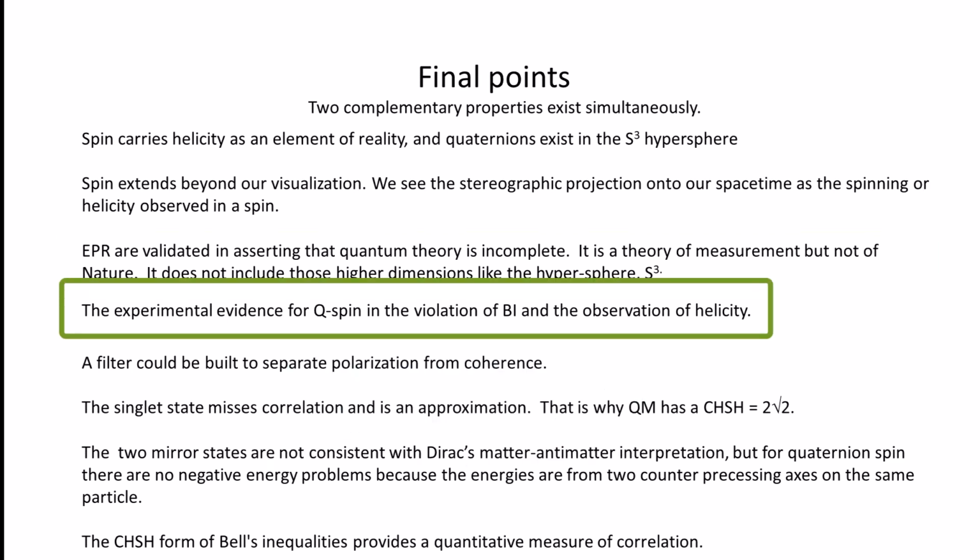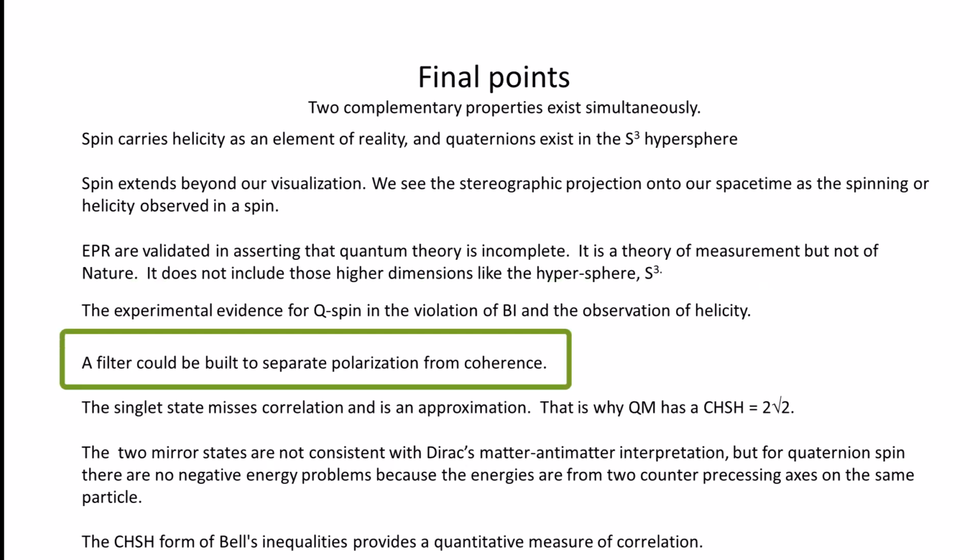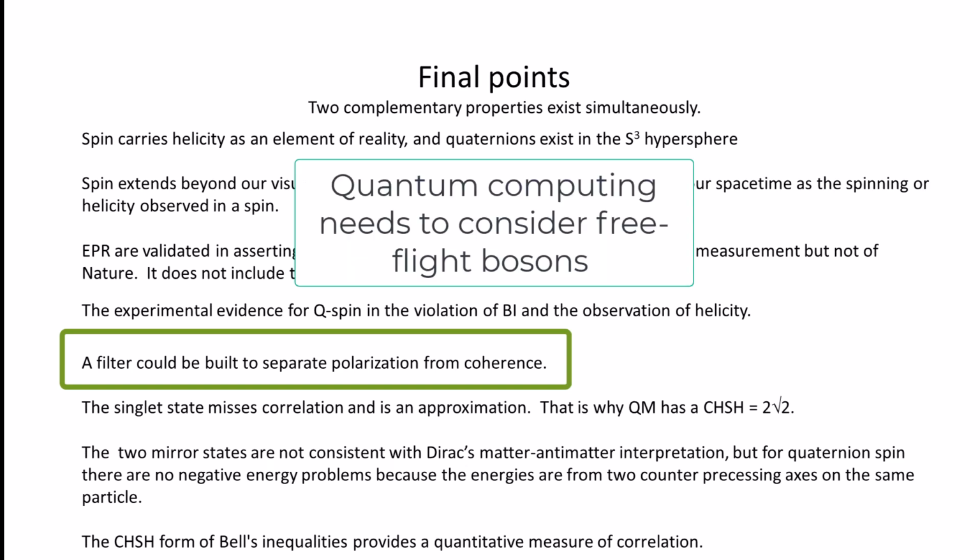The experimental evidence for Q-spin is the violation of Bell's inequalities and the observation of helicity. A filter could be built to separate polarization from coherence. I think this must be done to confirm the treatment here. Also, the success of quantum computing, fermionic qubits, must be abandoned in favor of free-flight bosons.